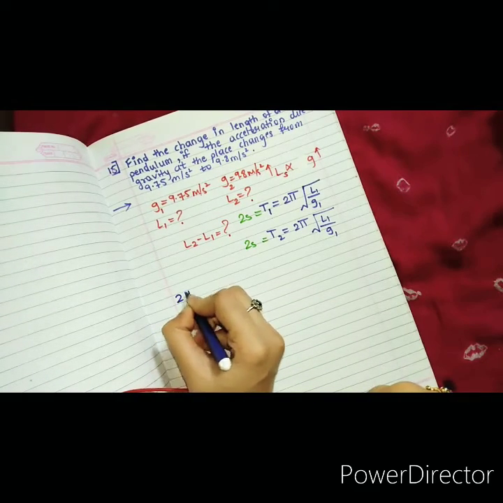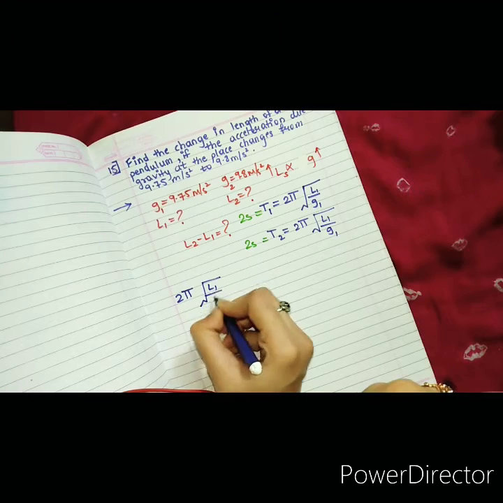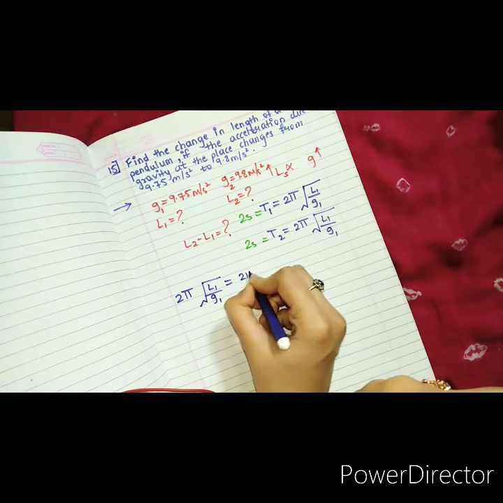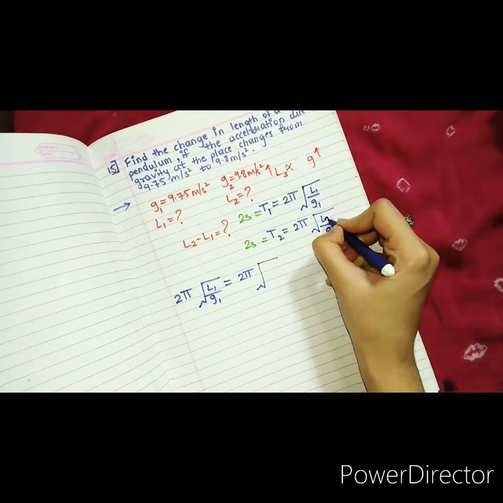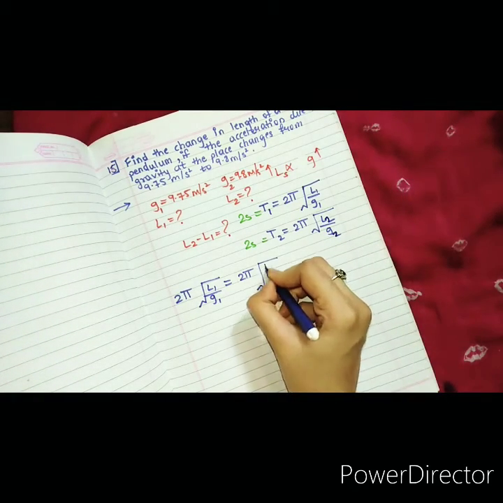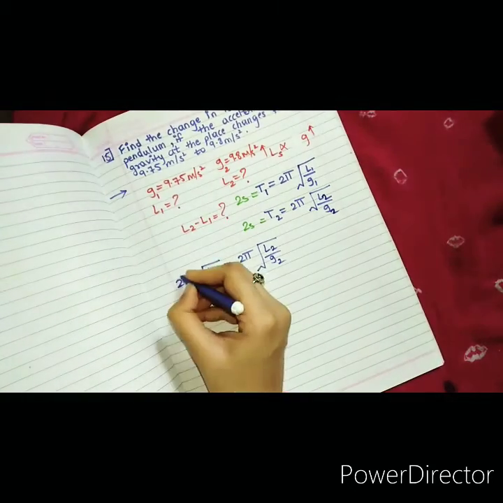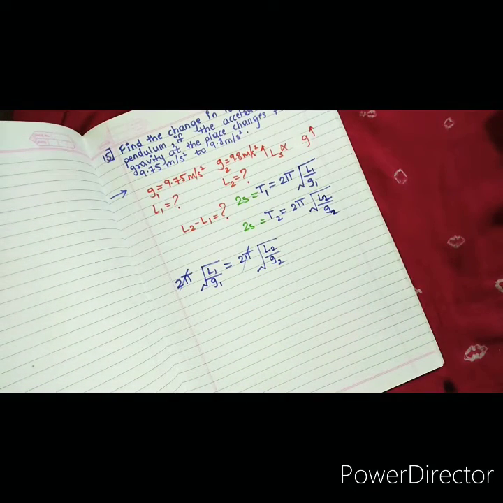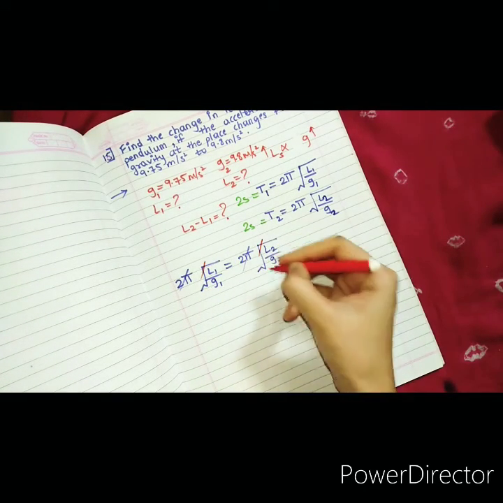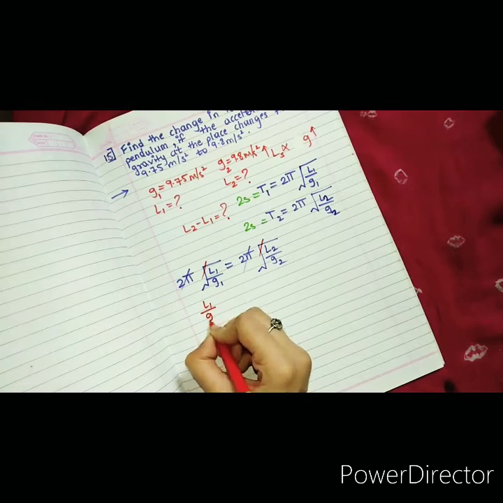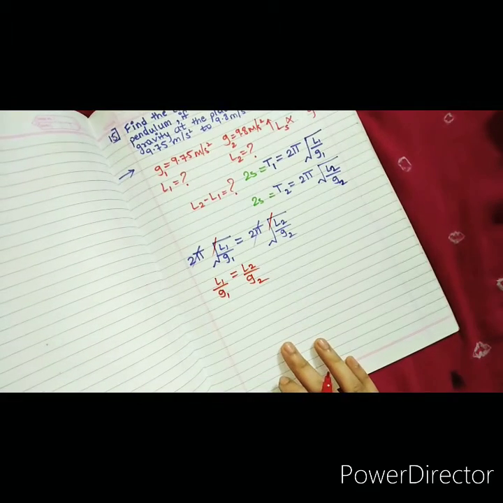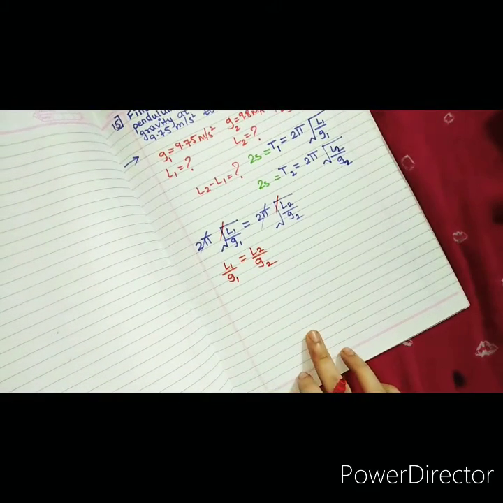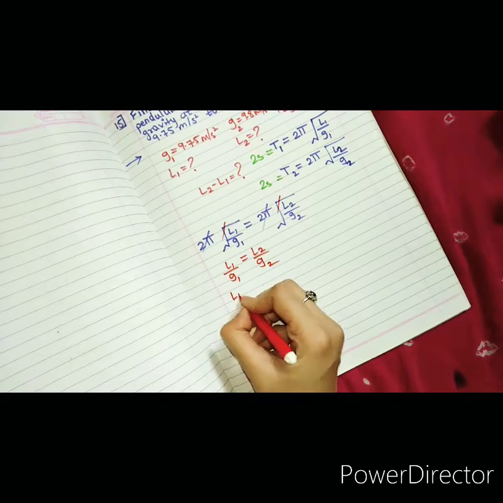So I will write it as 2 pi under root L1 upon G1 is equal to 2 pi under root L2 upon G2. This 2 pi gets cancelled, square root and square root gets cancelled. So what we have, L1 upon G1 is equal to L2 upon G2. Now I need L2 minus L1. How will I get that?